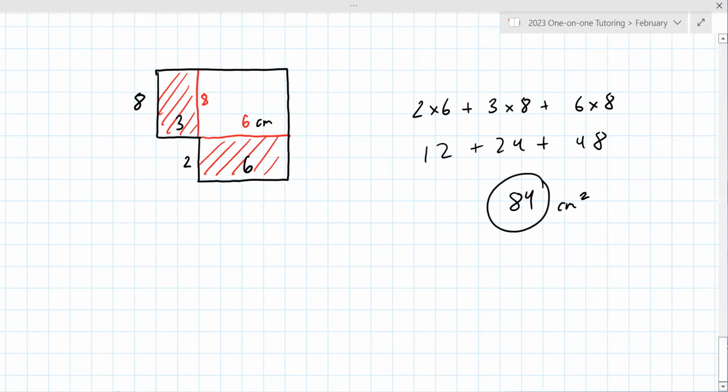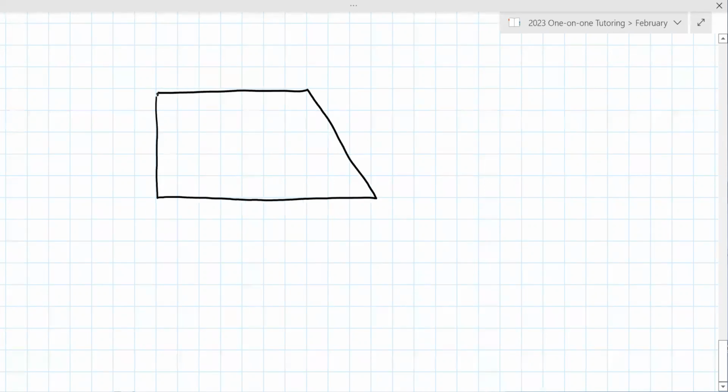So let me give you another one to work on here. Okay, again, this is just a slight variation on what you were doing. Let's have these all in meters. You want to identify the 2 shapes that you see.